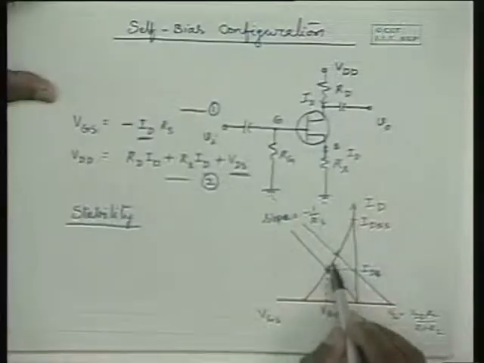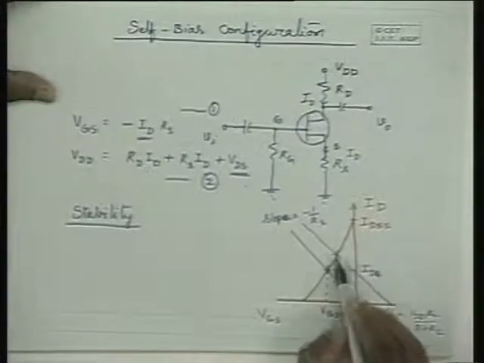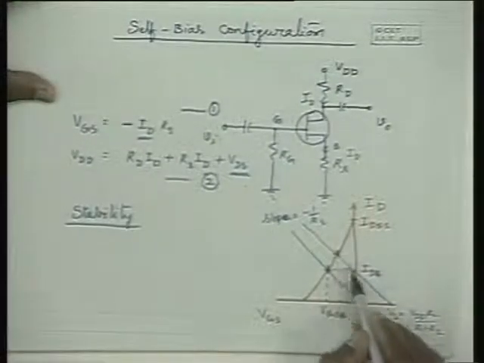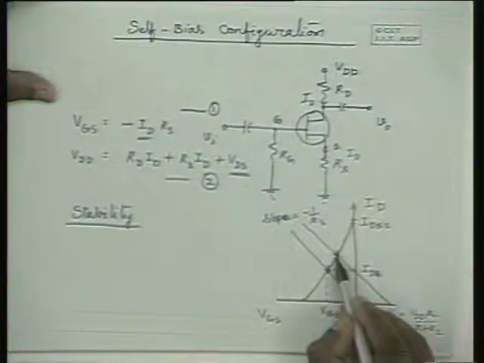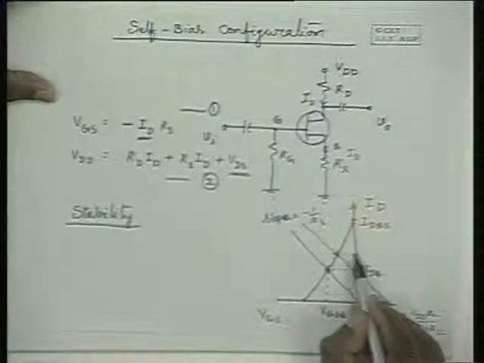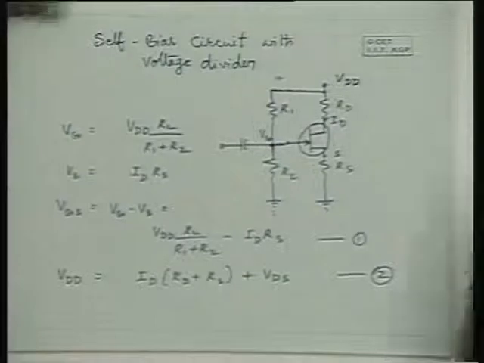So this is how you analyze the Q point graphically on the input side. That means draw this equation and the transfer characteristics. With the help of both you find this ID, substitute that ID in the second equation and you get VDS. So Q point analysis is as simple as this. Alternatively you can use the other equation, the transfer characteristics equation.